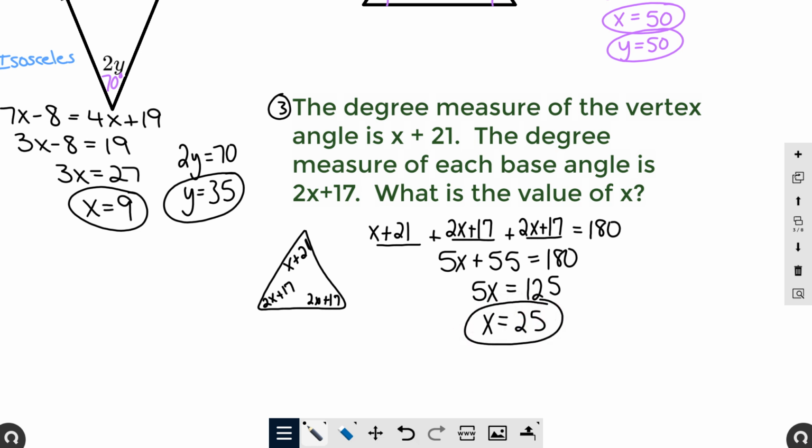Now, this question said, what is the value of x? But if it asks for the angles, don't forget to do what? Plug them back in and double check them. Make sure you got them right. That's right. That is a good thing to do.